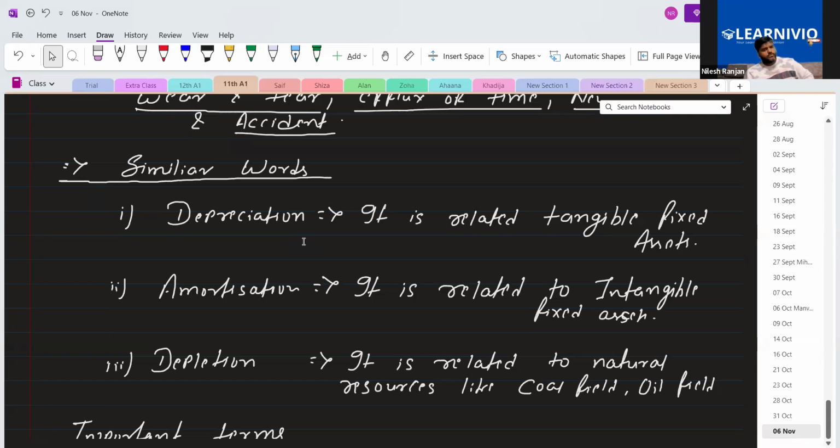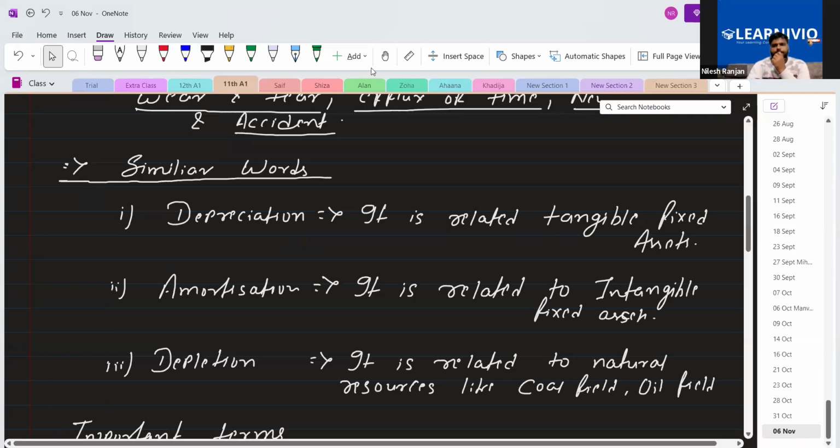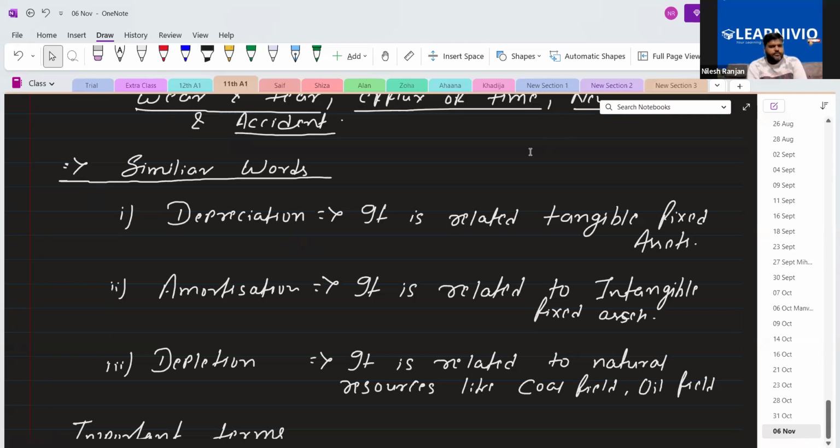You have written this also. The similar words, you have written this. Manvi, Meher, am I not audible? Yes, sir. You have written this also, similar words. Okay, if not, then please write it.